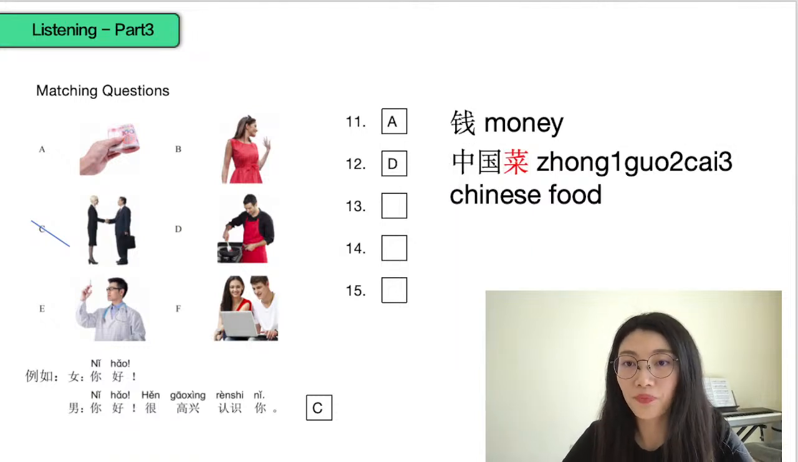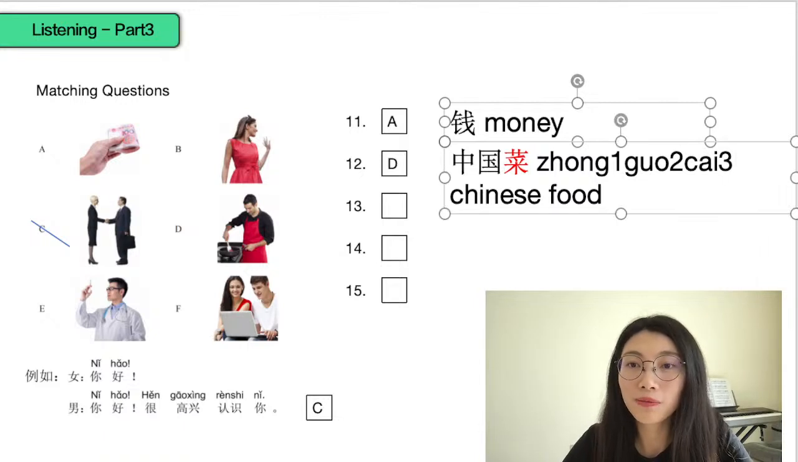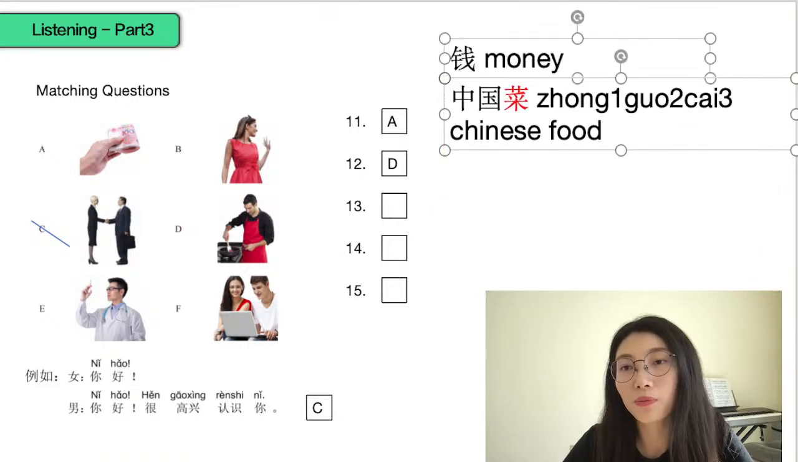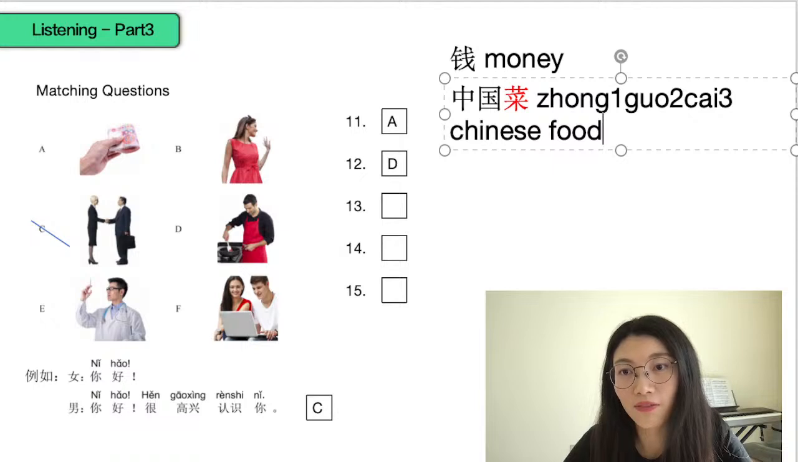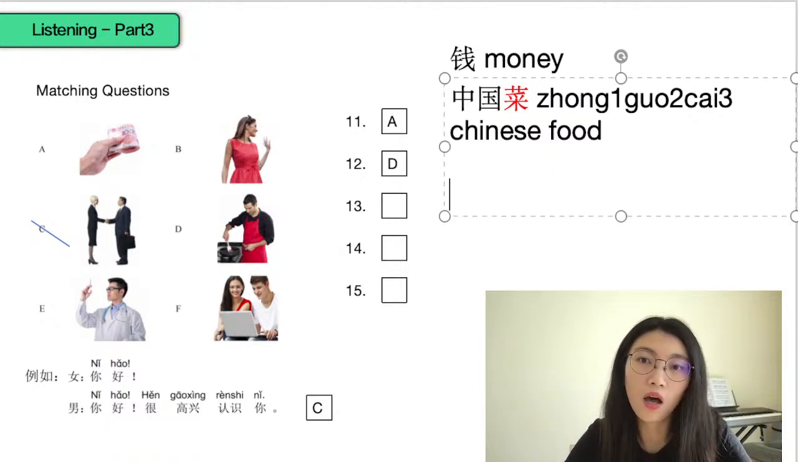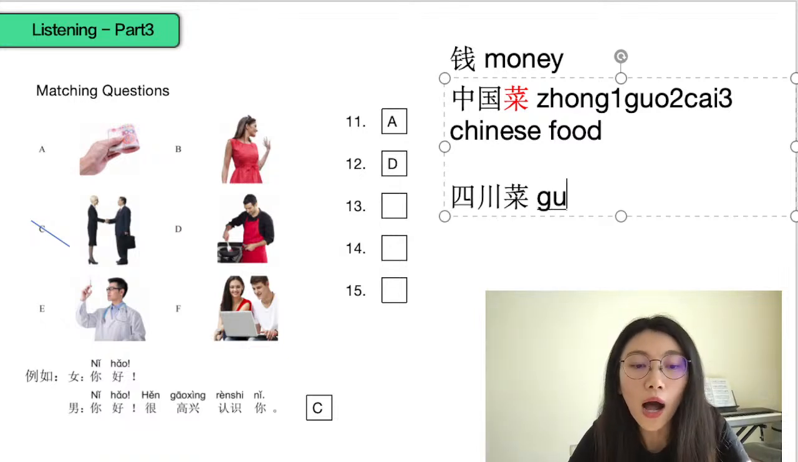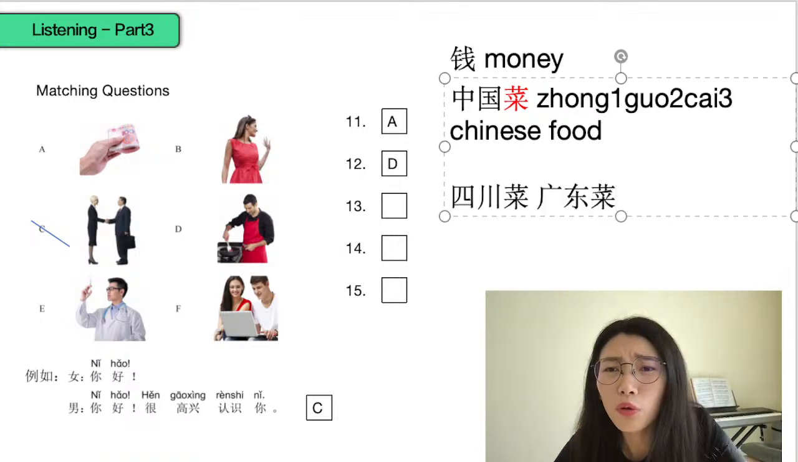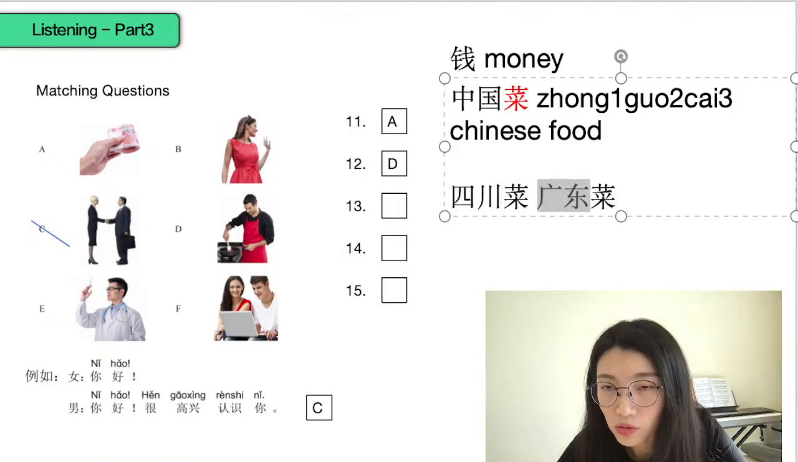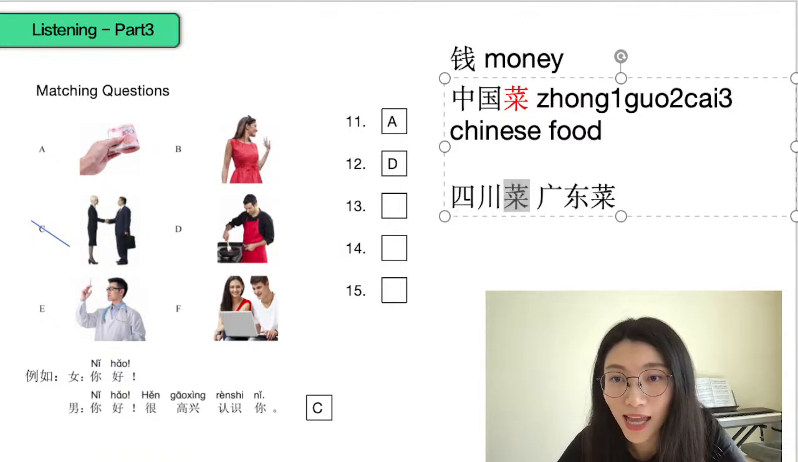Okay, 12 is D. And maybe in the future you will meet some questions or conversations that say 四川菜 or 广东菜. If you don't know Sichuan or Guangdong, it's okay. Once you know it's talking about 菜.